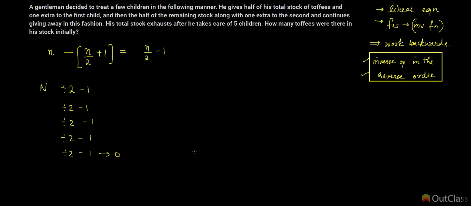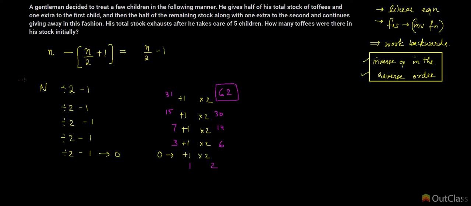You start with 0, you have to do plus 1 into 2, plus 1 into 2, plus 1 into 2, plus 1 into 2, plus 1 into 2. So that's gonna be 1, 2, 3, 6, 7, 14, 15, 30, 31, 62. If you want, you can verify this. You start with 62.